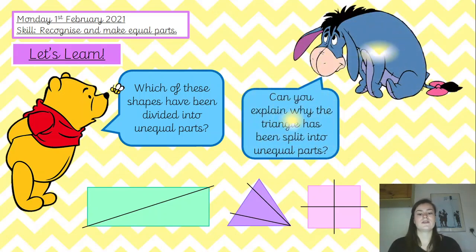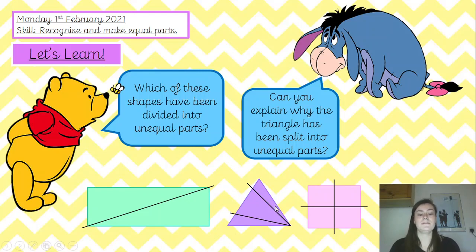Well done. So can you explain why the triangle has been split into unequal parts? So the rectangle, it's split into equal groups, isn't it? Because they are the same size. And the square, all 4 sections are the same size. So why is the triangle not in equal groups? Pause the video and have a go.